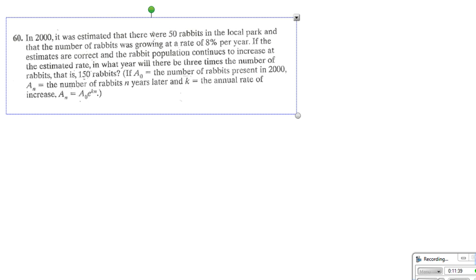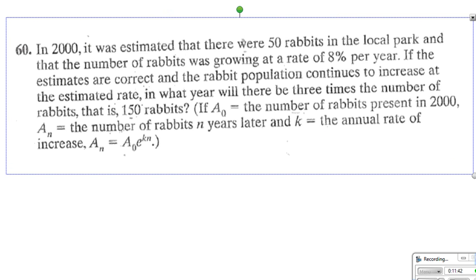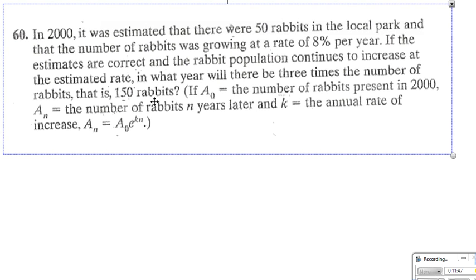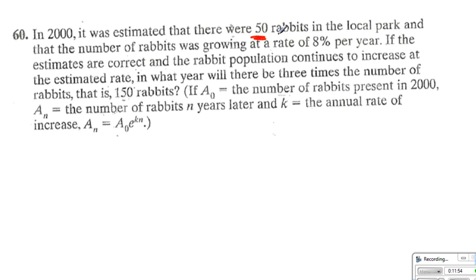Now, this is a word problem, which is very important for us to look at. So let's look into this one. In 2000, we started with 50 rabbits. The number of rabbits was increasing at the rate of 8% per year and continues to increase at the rate. In what year will there be 3 times the number of rabbits? That is 150 rabbits. Okay, that's good.